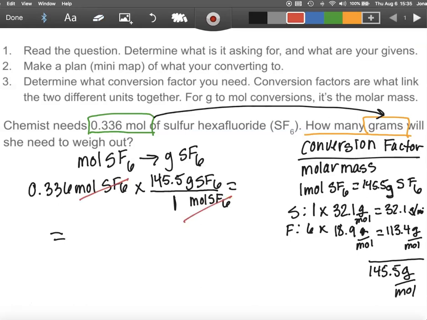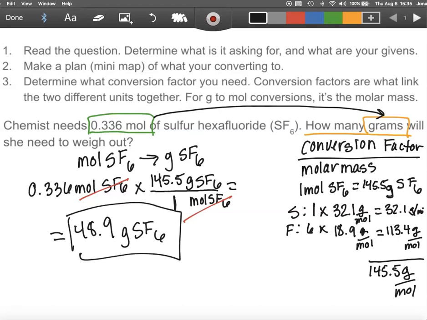They cross-cancel. And then across top, you're going to have the 0.336 times the 45.45. Then divided by 1, but we don't have to show that. So what is 145.5? You're doing this in your calculator times 0.336. I got 48.9 grams of SF6. So that means this chemist has to go into the lab, pull out 48.9 grams of sulfur hexafluoride, and then she will have 0.336 moles. Okay. All right, that's a mole to gram conversion.